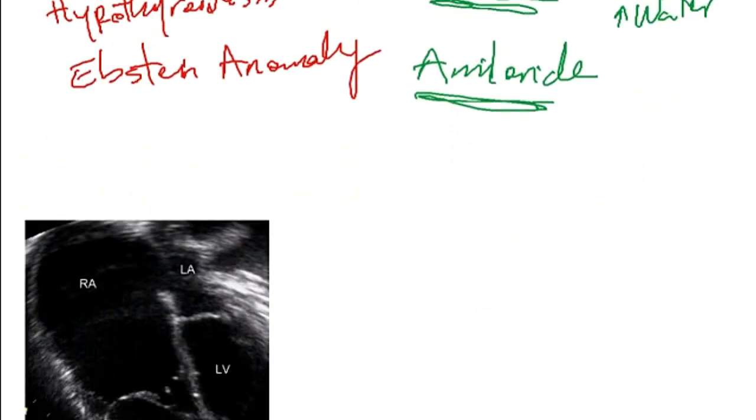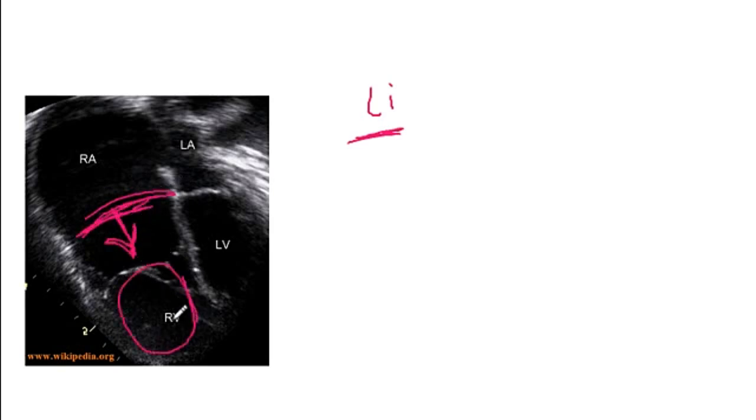And then the final condition that we have here is Epstein anomaly, seen in children of mothers who are taking lithium during their pregnancy. And so this is a congenital condition where the heart defect is associated with the tricuspid valve being displaced downward into the right ventricle. So you can see how tricuspid valve should have been here, but now the valve has displaced into the right ventricle, which is shown right here.